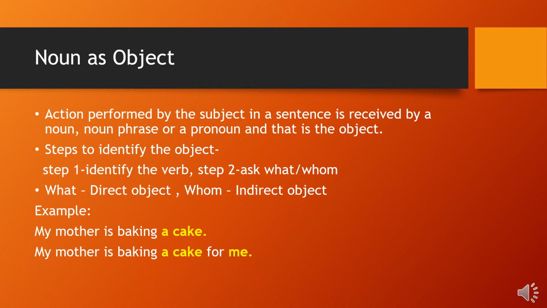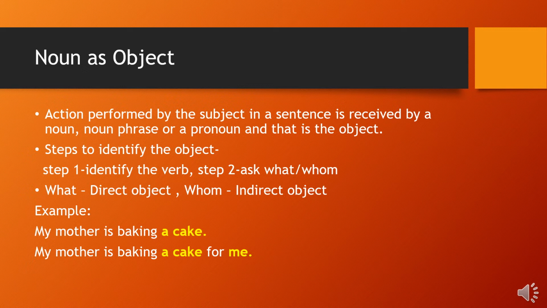I repeat, we have already seen that subject is the doer of that action. When there is a doer and when there is an action, there should be someone to receive that action also. And the one who is receiving that action is the object. So for example, when I say a sentence like, my mother is baking a cake. So we already know that the sentence is about my mother, right? And the action is baking. So who is receiving that action of baking? Cake. So cake is the object.